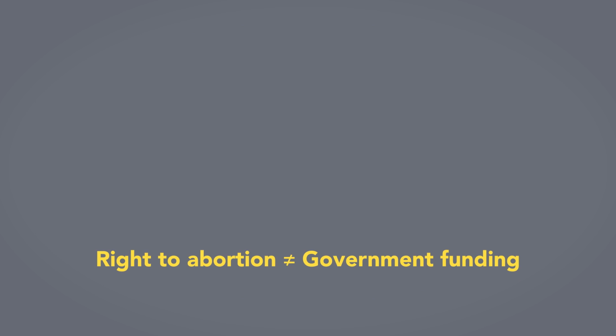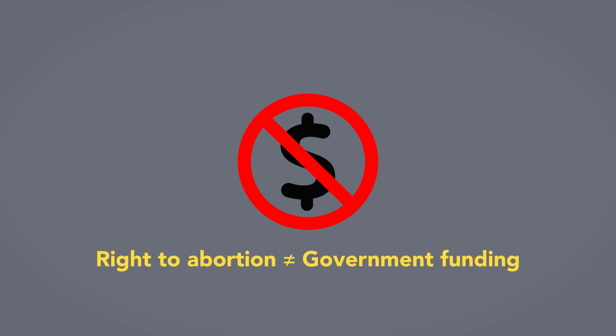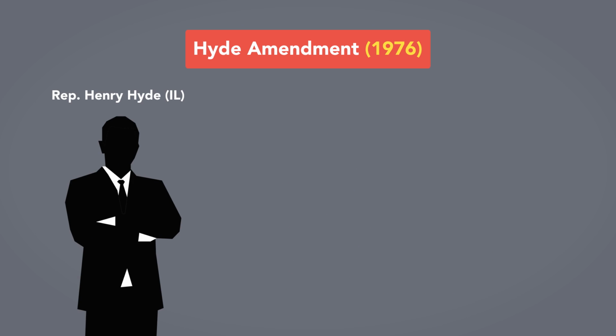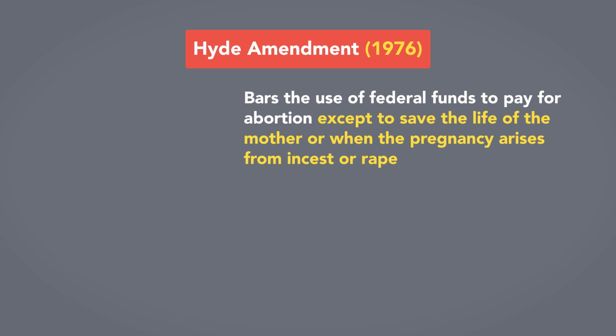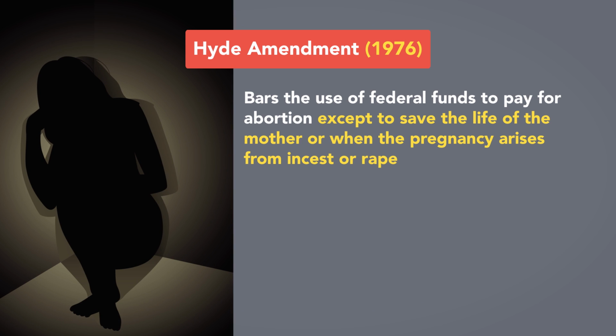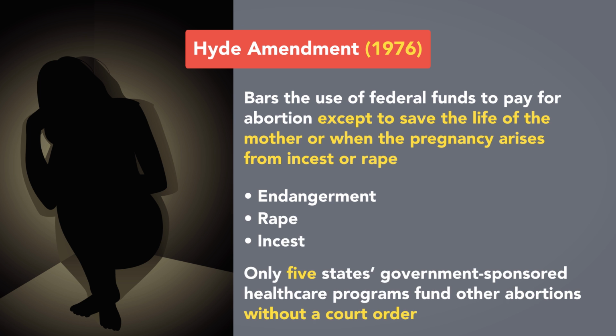Note that the right to abortion does not mean that the government must fund it. In fact, federal legislation dating back to 1976, known as the Hyde Amendment, named for its sponsor, Representative Henry Hyde of Illinois, bars the use of federal funds to pay for abortion, except to save the life of the mother or when the pregnancy arises from incest or rape. Moreover, most states also refuse to fund abortions except in cases of endangerment, rape, or incest. Only 5 states' government-sponsored healthcare programs fund other abortions without a court order.